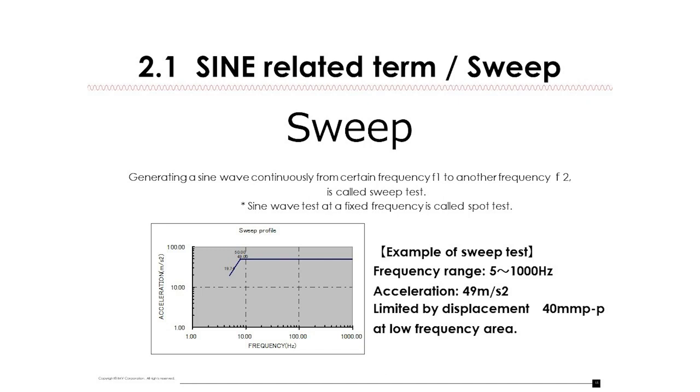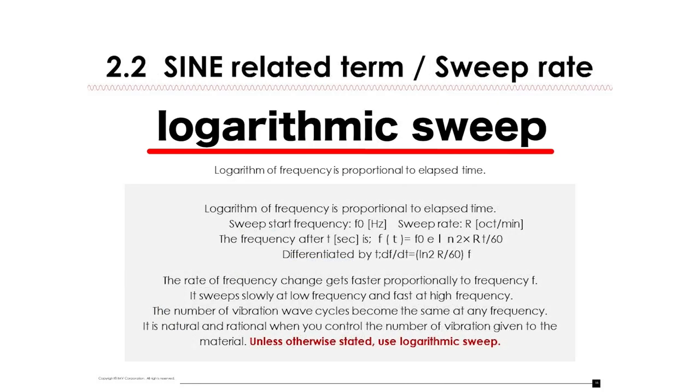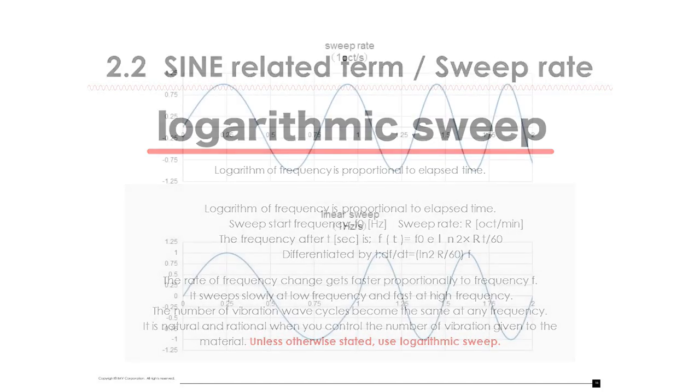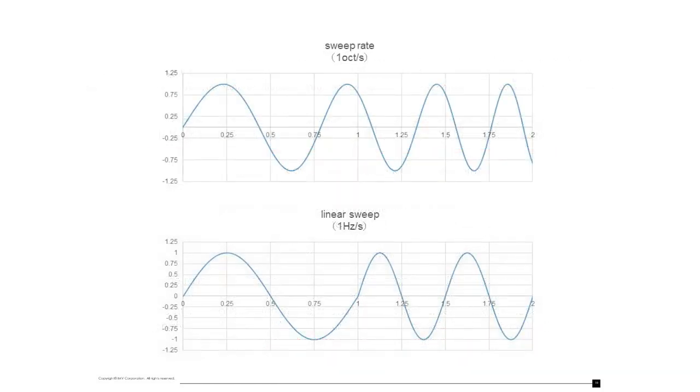A test producing a gradually changing vibration frequency is also referred to as a sine wave sweep test, or a sweep test. The logarithmic sweep is a sweeping method in which the logarithm of the vibration frequency is proportional to the elapsed time. This graph also shows time on the horizontal axis and amplitude on the vertical axis. The upper graph is for logarithmic sweep and the lower graph is for linear sweep, mentioned earlier.